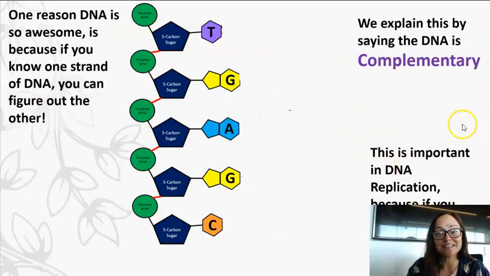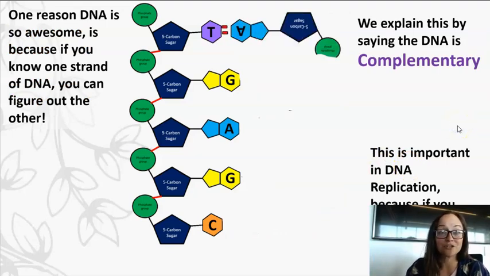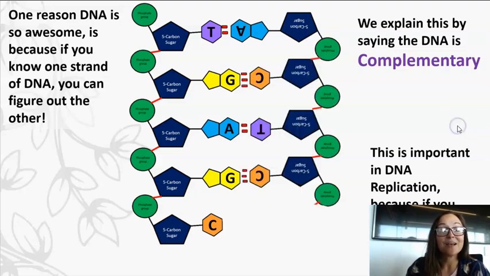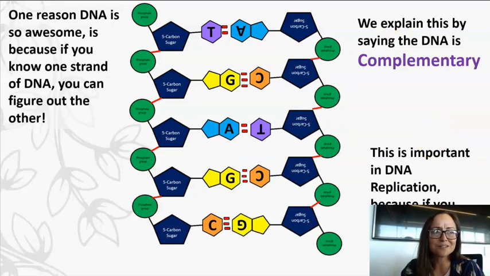When you look at DNA, one of the reasons it's rad is because it is complementary. If you know one side of the DNA, you can build the other. Now, if you also look at this, you see that one side is upside down. We would call that anti-parallel.